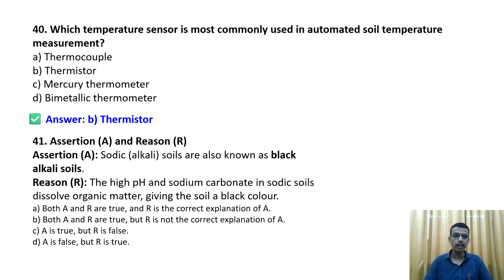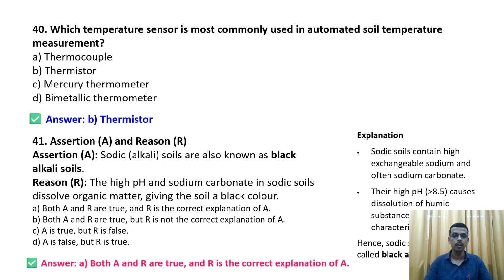Then the assertion is: sodic soil is known as black alkali. This is again very important. The high pH and sodium carbonate in sodic soil dissolve organic matter, giving the soil a black color. Yes, the reason is also appropriate, because due to high pH and sodium carbonate, the organic matter gets dissolved, and when organic matter dissolves, this imparts the black color to the sodic soil. So both A and R are true, and R is the correct explanation of A.